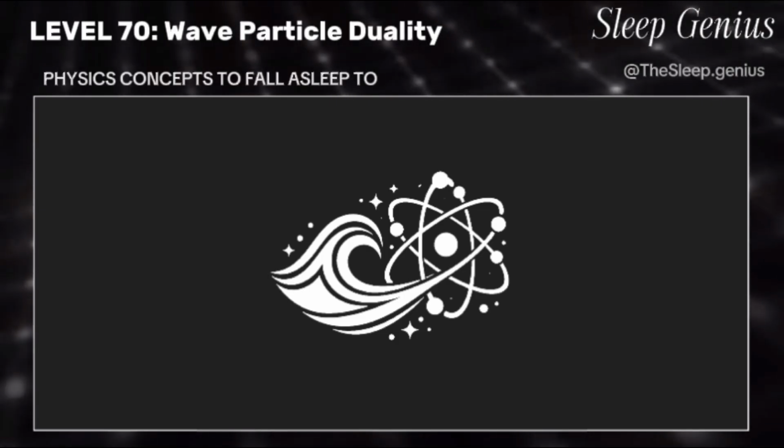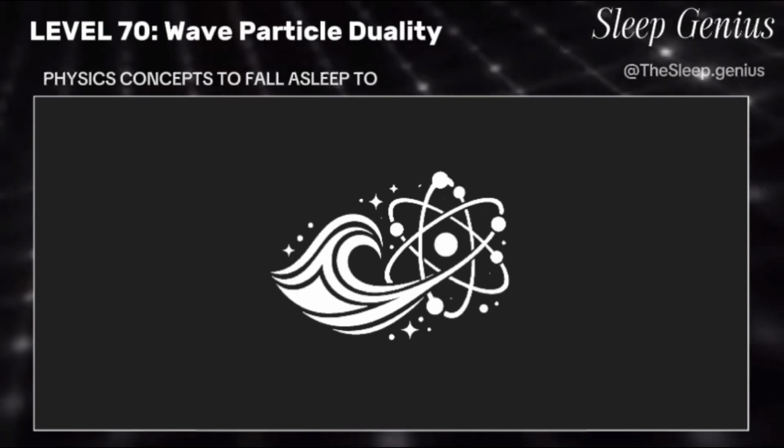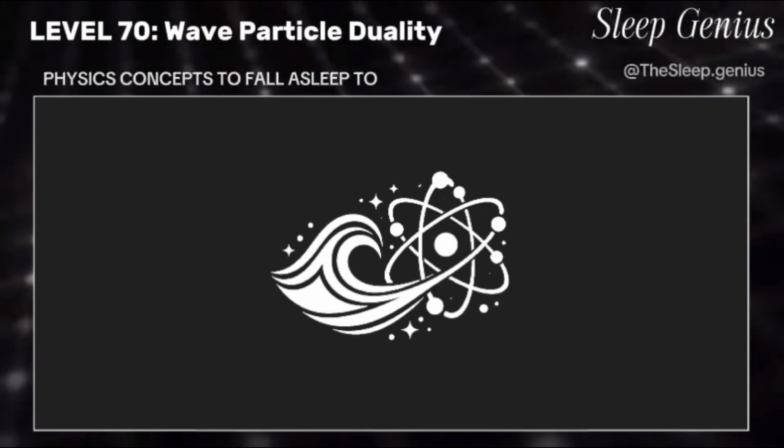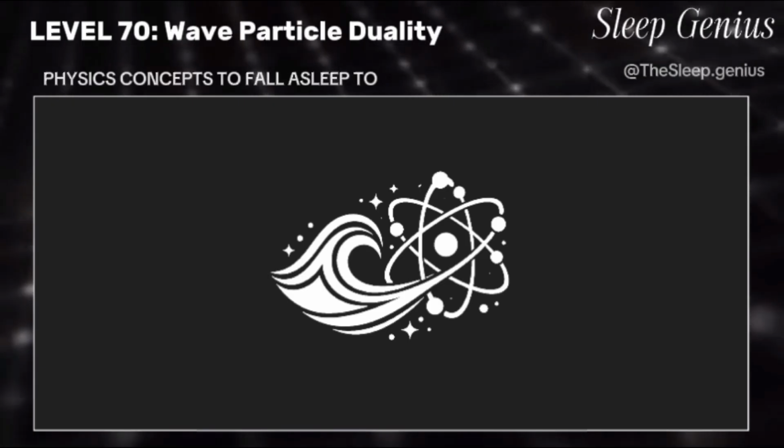Particles have mass, occupy space, and can collide with other particles. Waves spread out, interfere, and create patterns. Light and electrons can show interference like waves, but also hit a screen at single points like particles. These dual traits exist together, appearing differently depending on how they are observed.